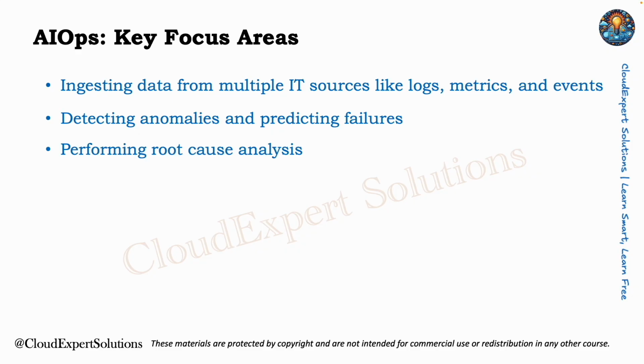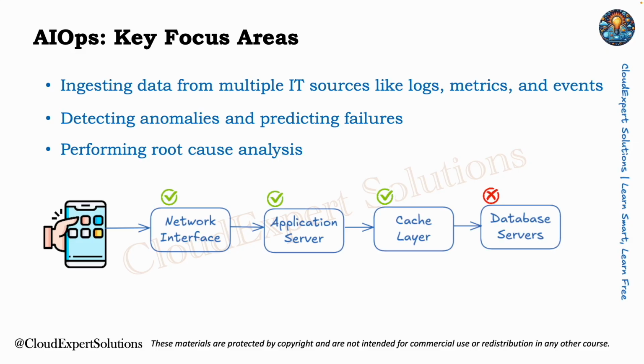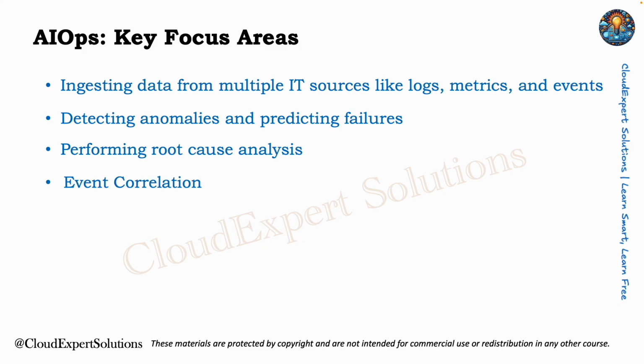When things do break, the AI sifts through all the alerts and instantly pinpoints the problem source. And it can tell your IT team that the problem is on the database server, not on the application server. It can also perform event correlation. That means instead of 10,000 separate alerts for one incident, AIOps can group them into a single meaningful ticket.